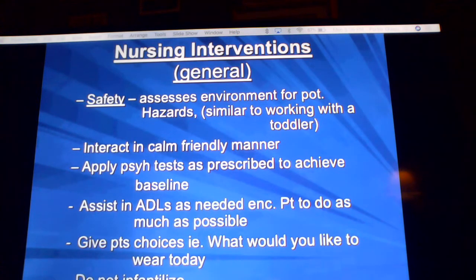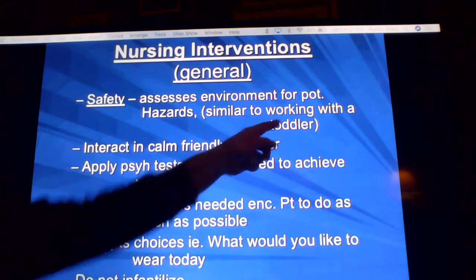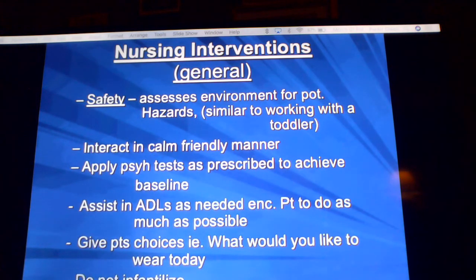Okay, so nursing interventions in general. Well, again, people get admitted to nursing homes and assisted livings for safety reasons. Okay, we are there to keep people safe. We want to assess the environment for potential hazards. This is very similar to working with a toddler, where you have to look around the house. What can this toddler put in their mouth? Are all the electrical sockets covered up? Or is there anything that they could fall over, things like that?